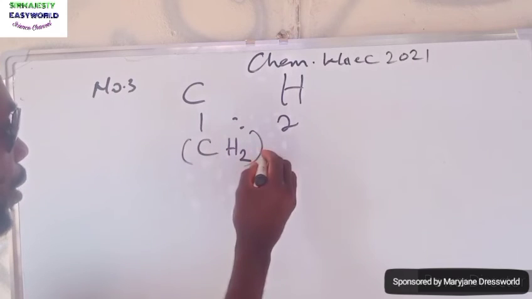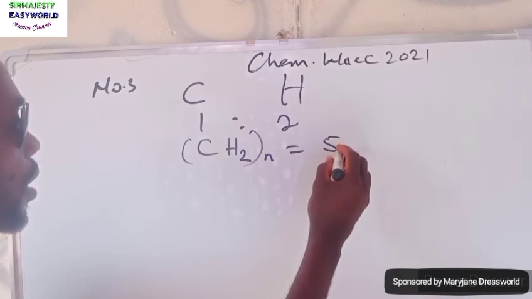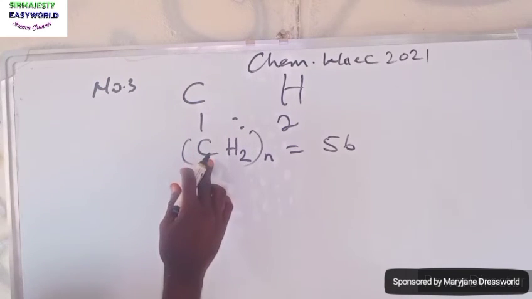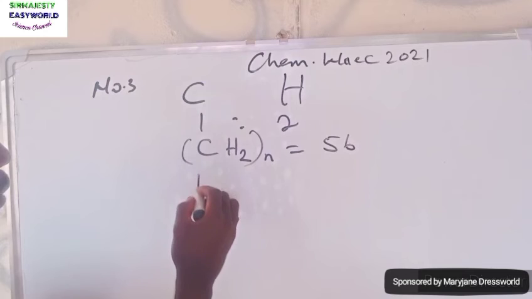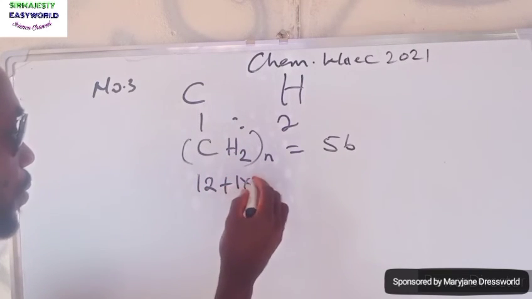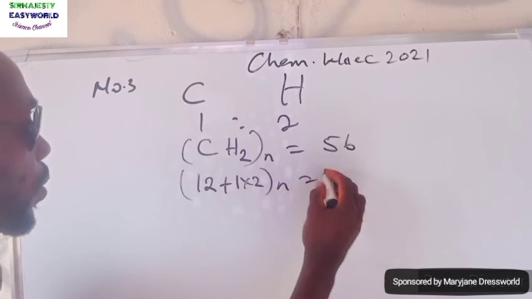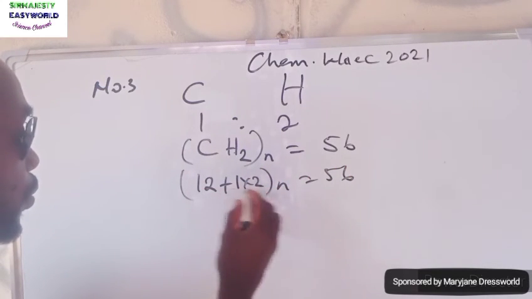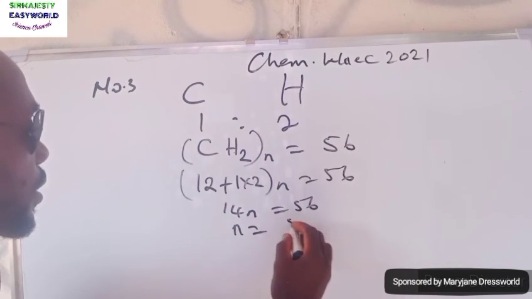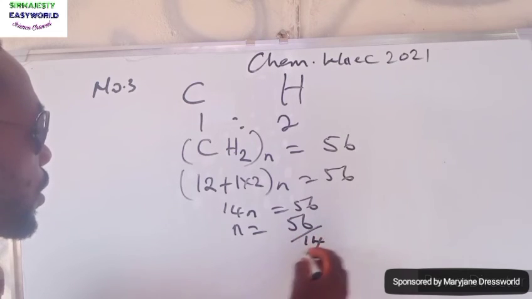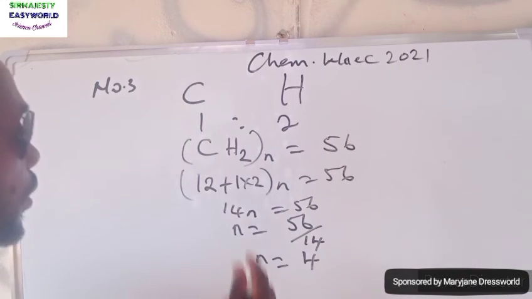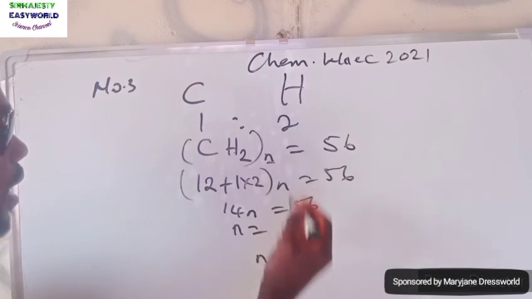Then remember, (empirical formula)n is equal to molar mass, which is 56, given already. Carbon is 12, remember, that's the molar mass of carbon. We now say 12 plus hydrogen is 1 times 2, which is 2, (14)n equals 56, such that n is equal to 56 divided by 14, and n is equal to 4. Of course, then you go back here and place your n as 4.